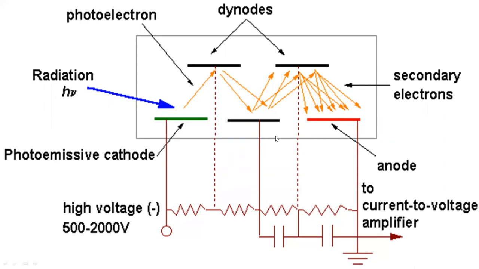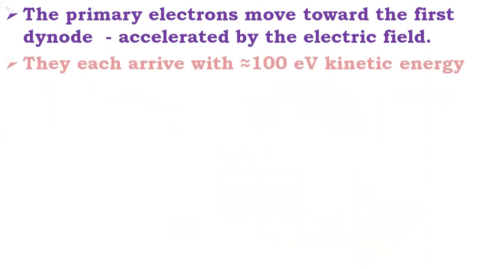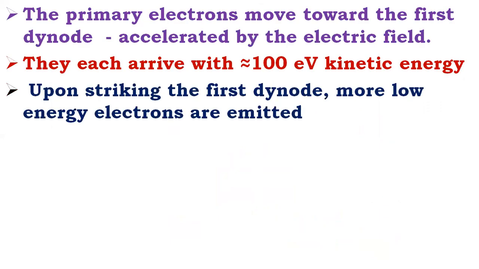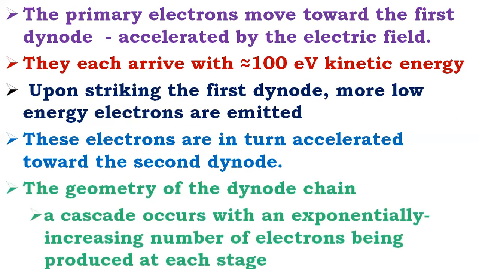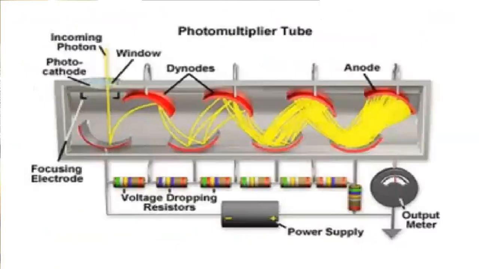The geometry of the dynode chain is such that the cascade occurs with an exponentially increasing number of electrons being produced at each stage. For example, if at each stage an average of 5 new electrons are produced for each incoming electron, and if there are 12 dynode stages, then at the last stage one expects for each primary electron about 5 to the power 12, or 10 to the power 8 electrons. This last stage is called the anode.